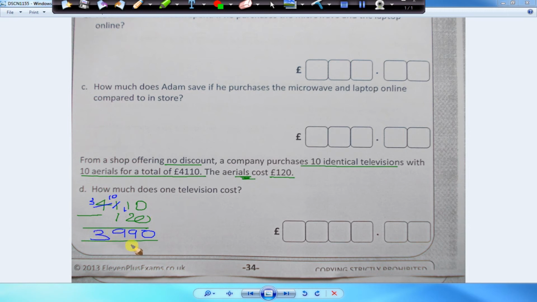So 3990 is the cost of how many televisions? It's the cost of 10 televisions. And they say to us in the question, what is the cost of 1 television? So we get this number and then we divide it by 10. When we divide by 10, quickest way of doing it, because there are zeros on here, we just remove one. So the answer for each television should be 399 pounds.